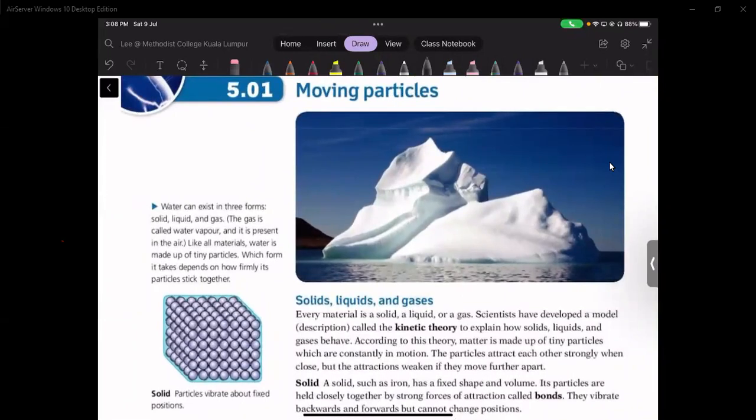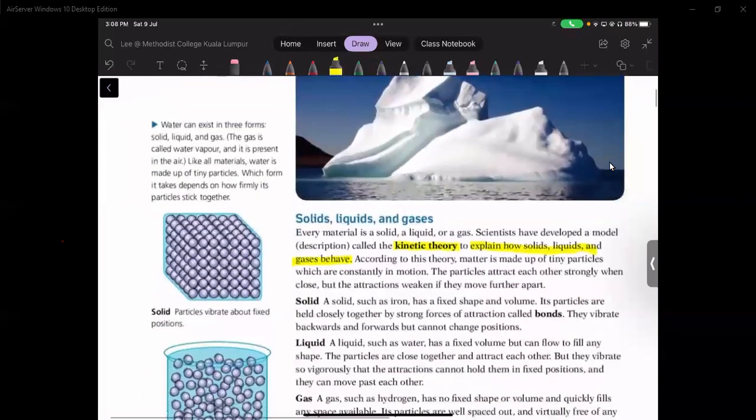So we know water can exist in three states, right? There's solid, there's liquid, there's gas. And the first thing we need to talk about is using this idea called kinetic theory. This is used to explain how solids, liquids, and gases behave. Kinetic theory sounds very fancy, but it's actually very normal.